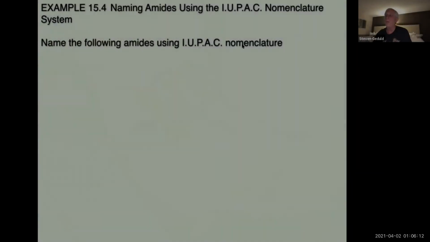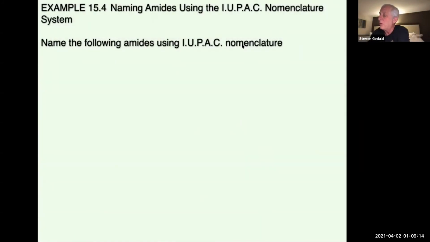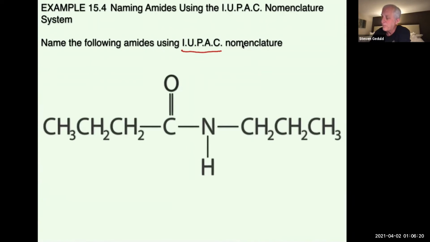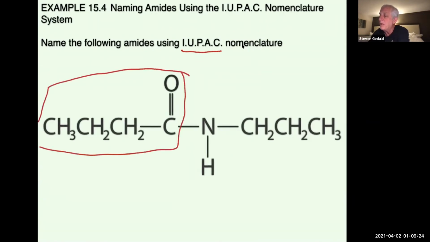So we left off in naming amides with the IUPAC nomenclature. We're going to follow IUPAC nomenclature for naming the amides, just like we did. Okay, here's our first example. We look at the carboxylic acid group, and there's 1, 2, 3, 4 carbons. So 4 carbons is butane. So the ending is going to be butane amide.